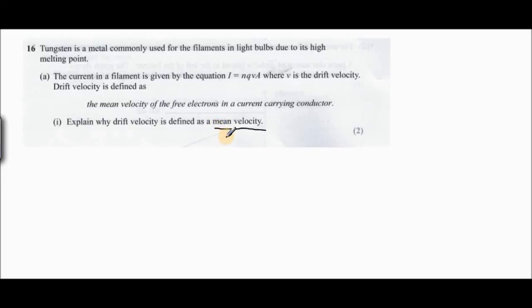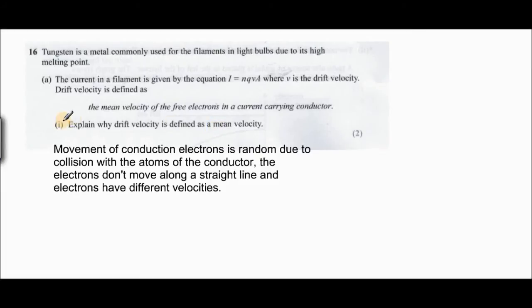There are reasons, because in a conductor, electrons move in random directions with varying velocity. So if we talk about the velocity of the electron, we need to take the average, or the mean of all the velocities. The motion of conduction electrons is random due to collisions, and the electrons don't move along a straight path and have different velocities. That's why we say it's a mean velocity.